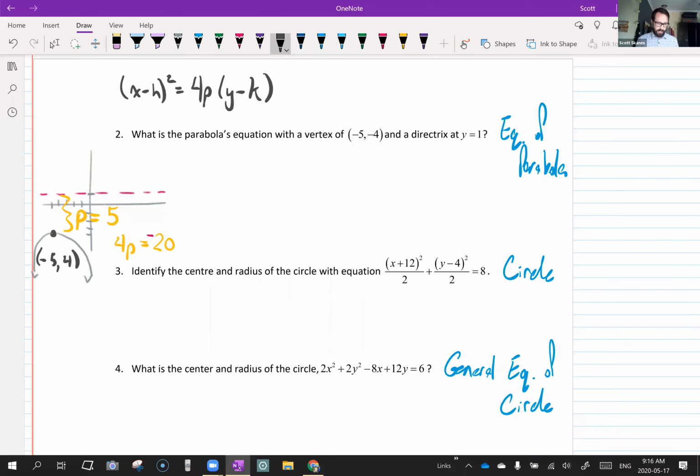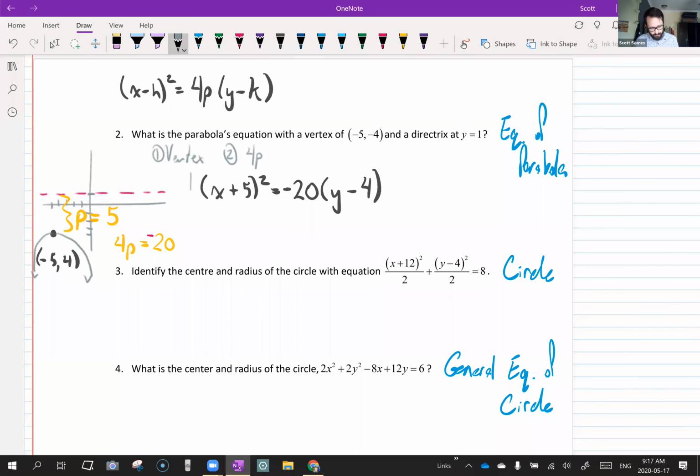Where's the vertex? Well, it's at -5, -4. So I keep telling you, when you get problems like this, there's only two things you really need. You need the vertex, and you need the p-value, or more often than not, you need the 4p value, okay? So let's put it all together. x minus h. h here is -5. So x minus -5 is (x plus 5) squared. What's 4p? 4p is -20. 20 we got from the distance, and negative because it's going down. So -20. And then y minus 4. y minus the y value of the vertex.